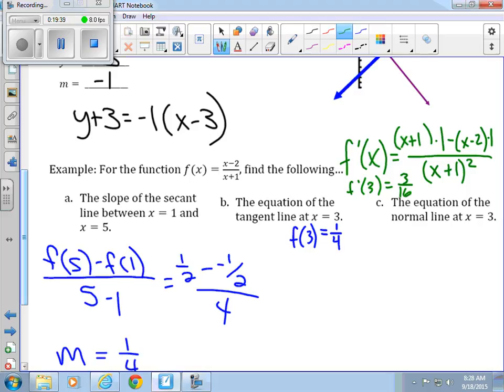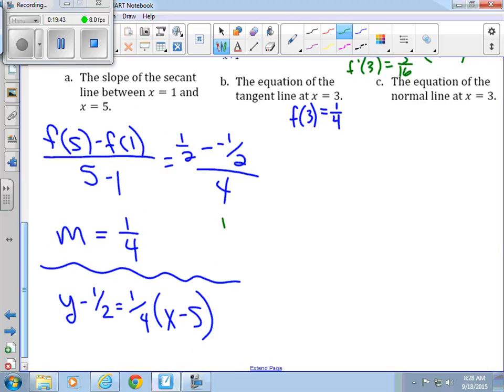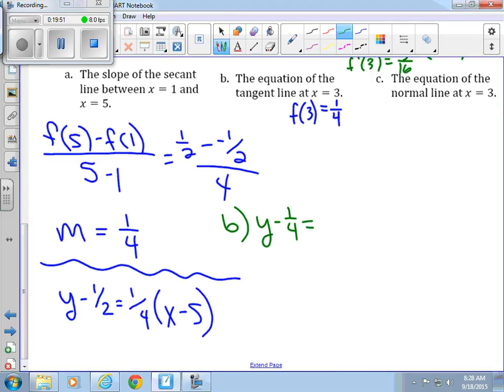So my equation of my tangent line is y minus a fourth equals the slope of 3/16 times x minus the x value. So you need 3 things, really 2 things, but we'll go 3. You need an x, you need a y, and you need a slope. And you've got your equation.